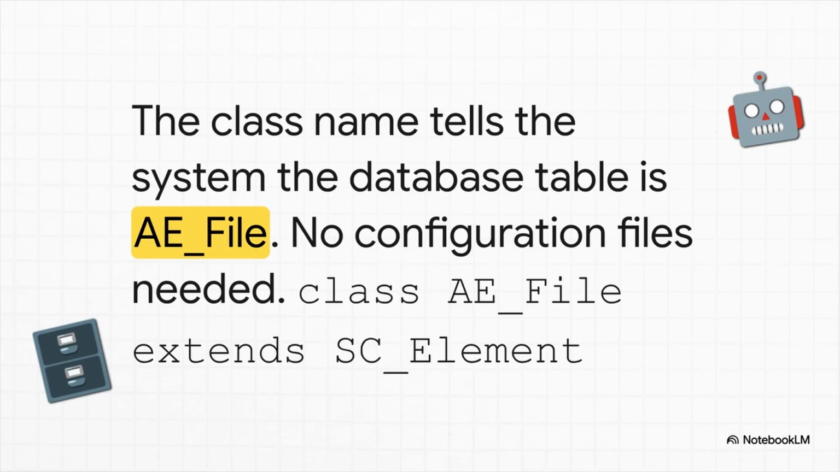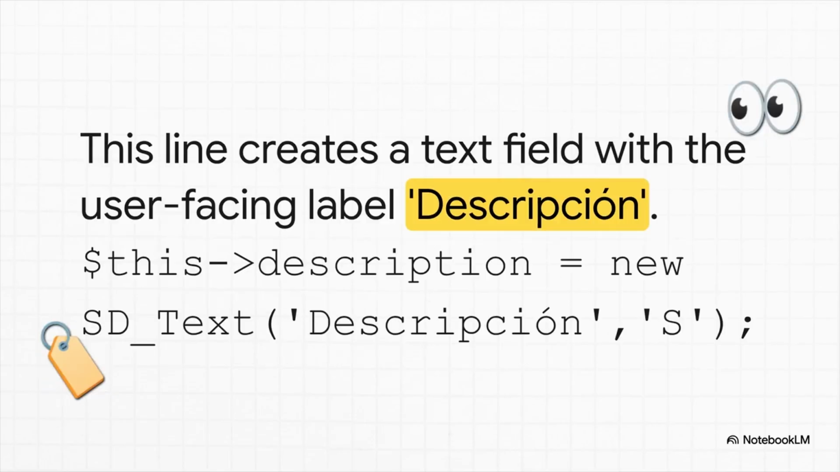The code itself is the configuration. Okay, now let's zoom in on that description property. We're creating an SD text object, and that first parameter is the string description. That one single string now automatically becomes the user-facing label in every form, every list, and every view across the entire app. You define it once, right here, and you're done.